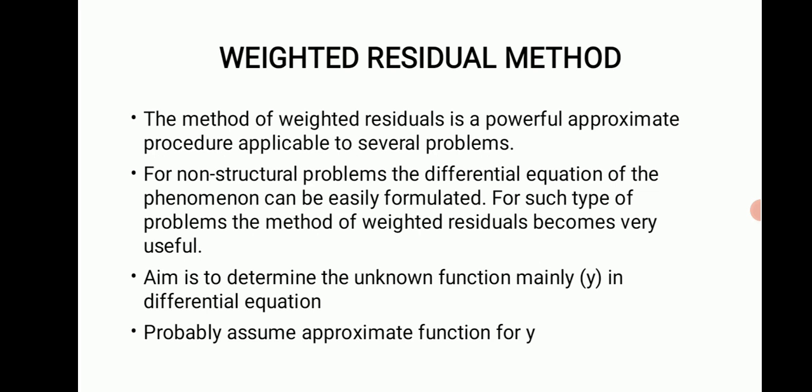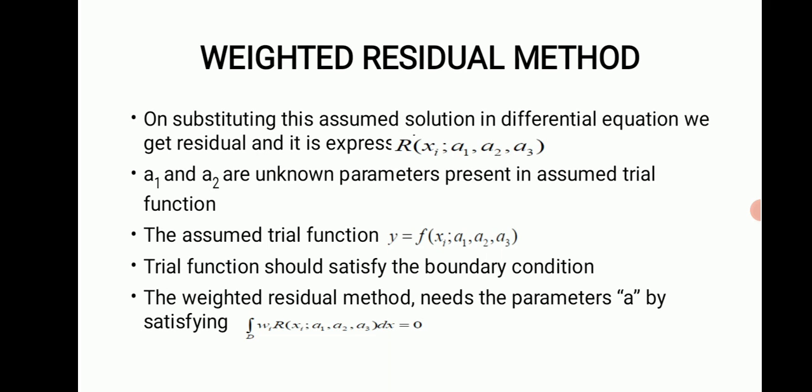The aim is to determine the unknown function, mainly y in the differential equation, by assuming an approximate function for y. On substituting this assumed solution in the differential equation, we get a residual, expressed as r of x, a1, a2 and a3. Here a1, a2 and a3 are the unknown parameters present in the assumed trial function, y is equal to f of x, a1, a2, a3.